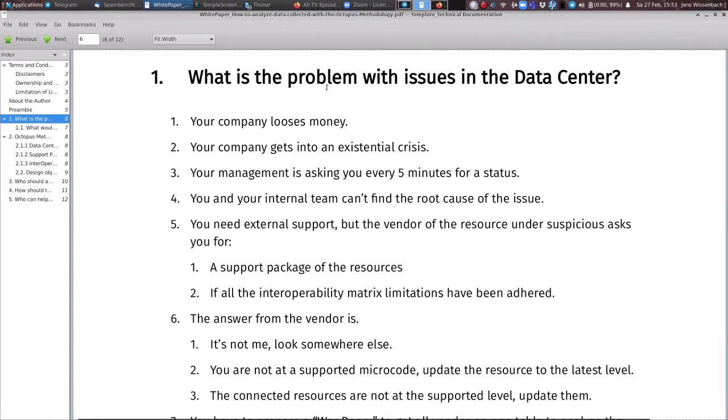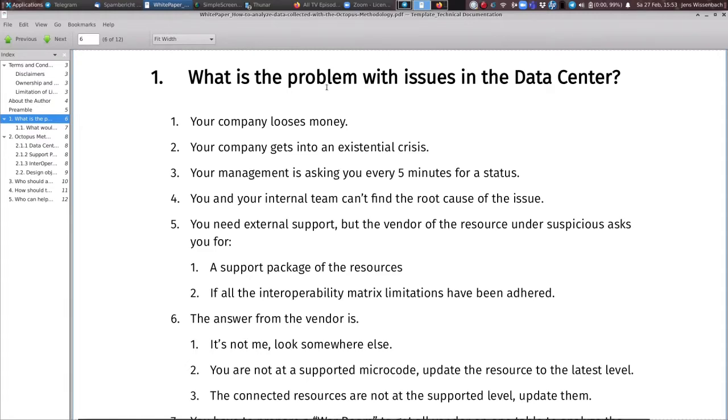Why do you want to do this? What is happening during these problematic situations? Your company loses money, of course. Your company gets into an existential crisis in many cases. Your management is asking you every 5 minutes for status. It's not helping, but they are afraid, of course.